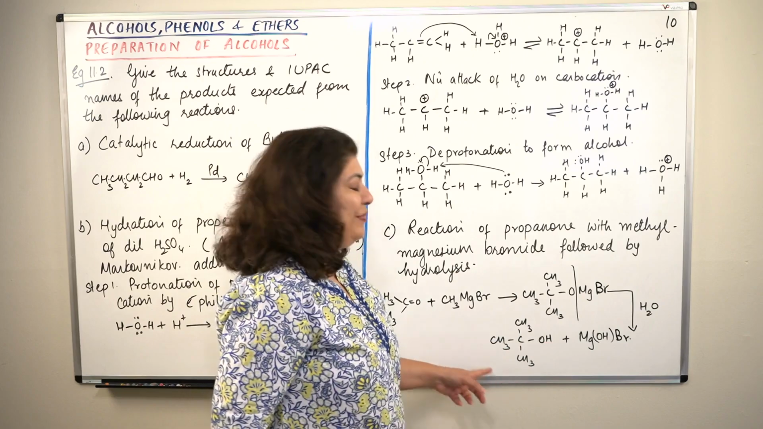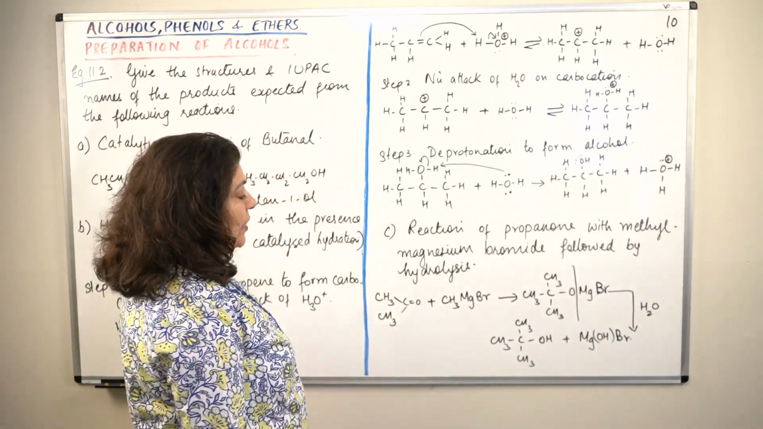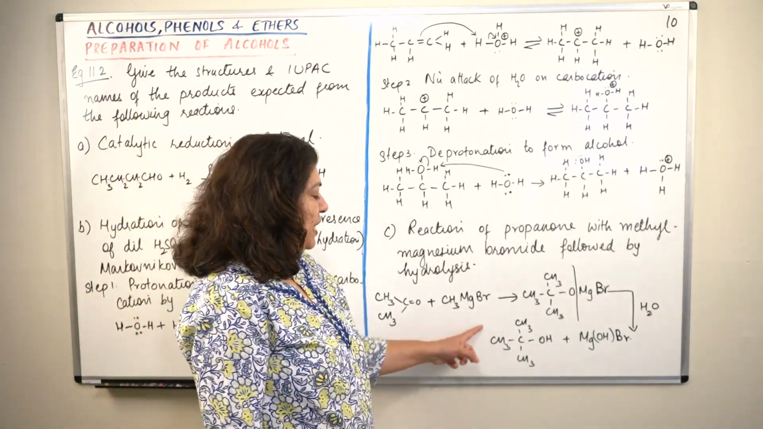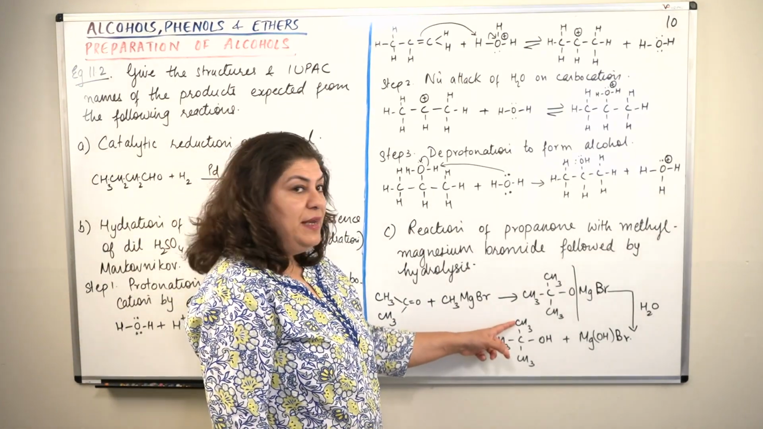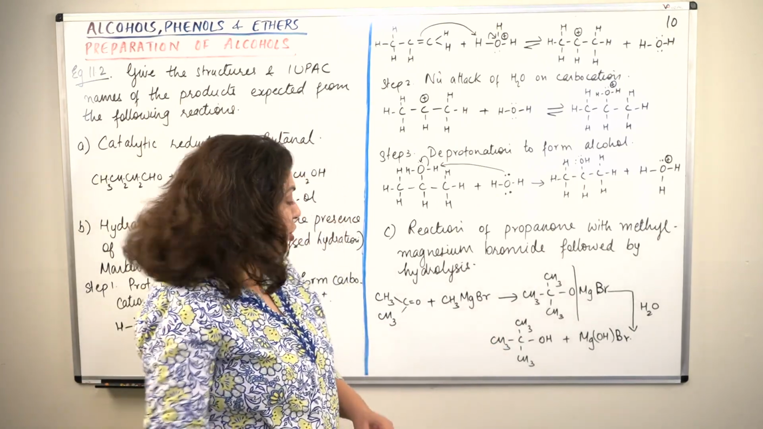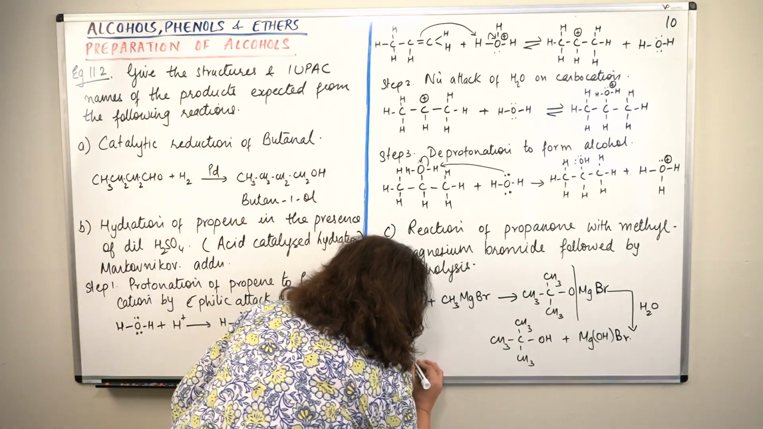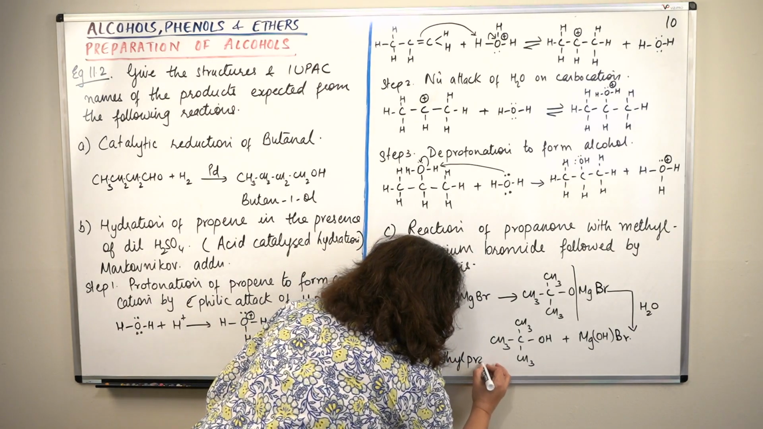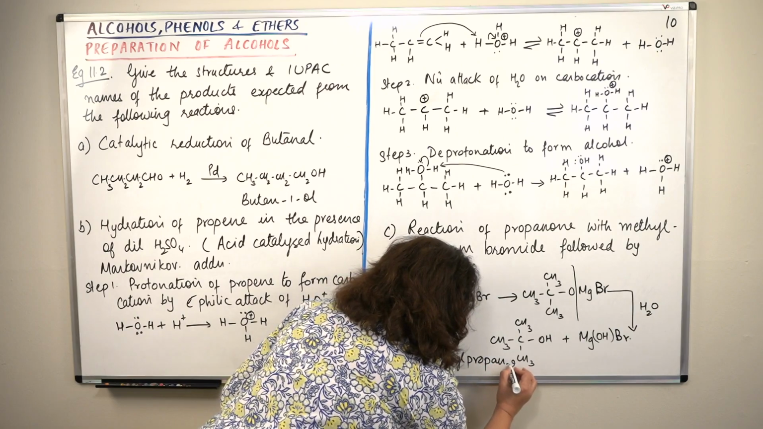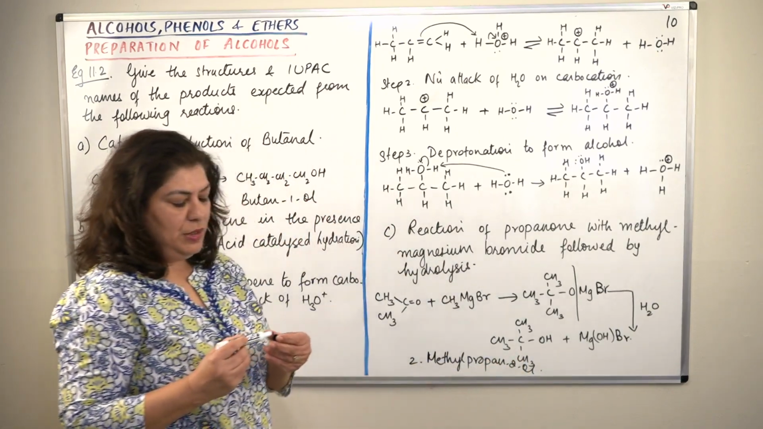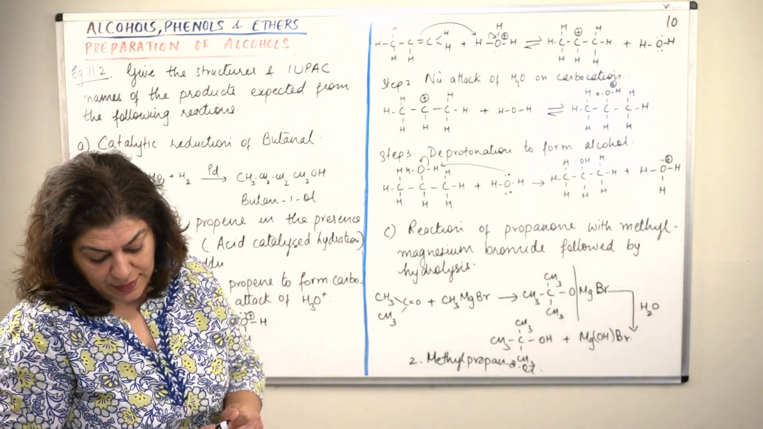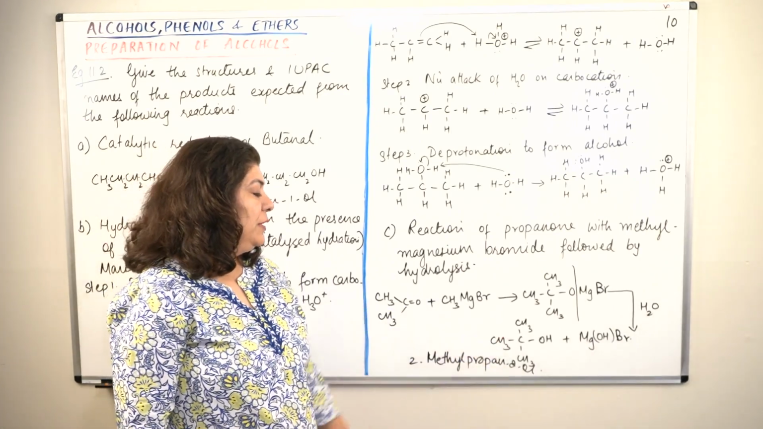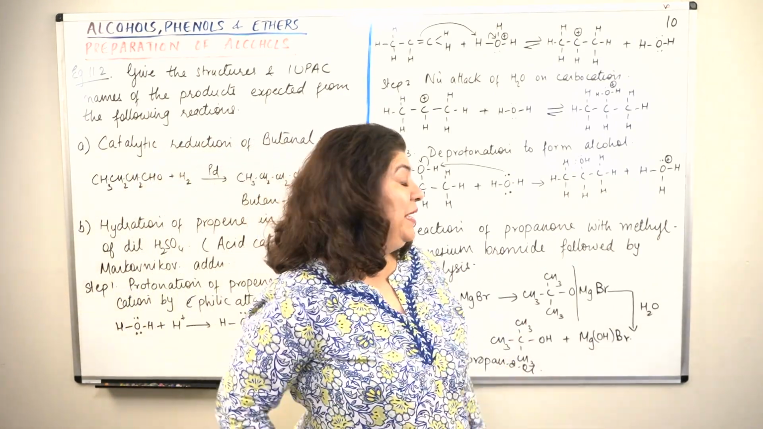So what is the name of this alcohol now? What is the longest carbon chain that you have? 1, 2, 3. It has 3 carbon atoms. And this becomes a branch. So this is propan, and this is a branch. So it is 2-methylpropan-2-ol. 2-methylpropan-2-ol would be the name of the compound, and this is the structure of the compound that will be formed.